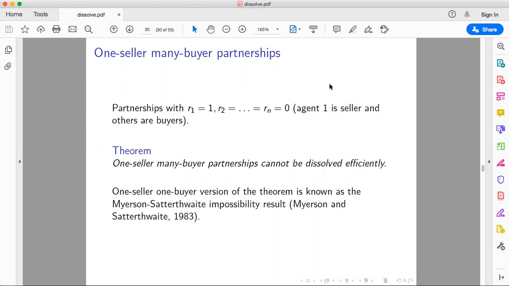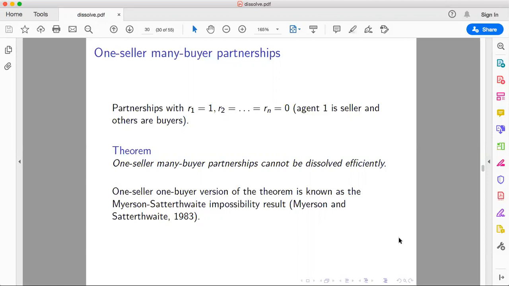So essentially the tension is that you have to have budget balance. It's an exchange of money between them. You have to do it efficiently, you have to do it budget balanced, and you have to maintain incentive compatibility and participation. Is it possible? What this corollary is saying is that if your partnership structure is completely asymmetric, so that one guy has all the shares and everybody else has 0 shares, then you can never do it.